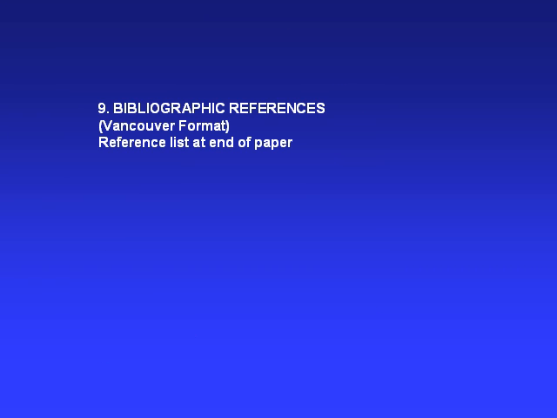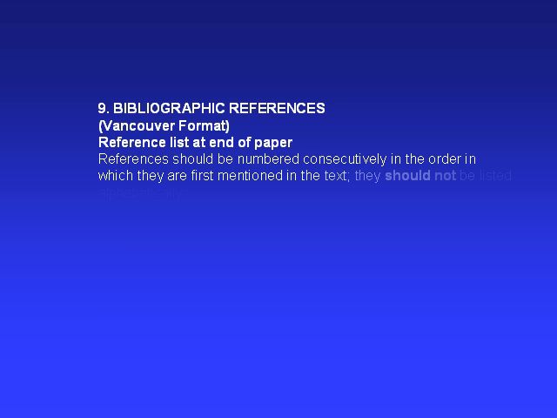Let us have a look at the bibliographic formats. The standard format is the Vancouver format. This is a list of references which is submitted at the end of a paper. The references should be numbered consecutively in the order in which they are first mentioned in the text. They should not be listed alphabetically by author or title or put in a date order.